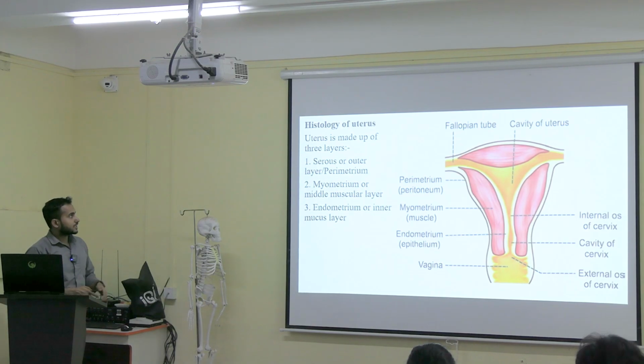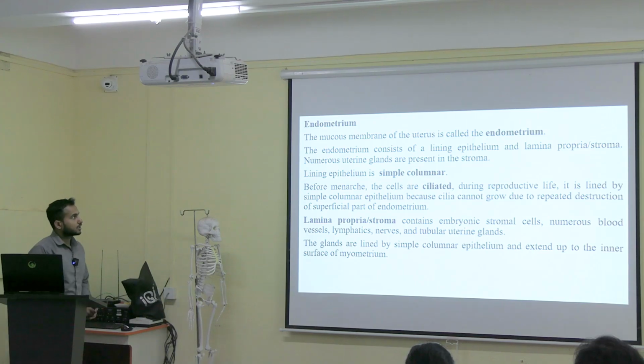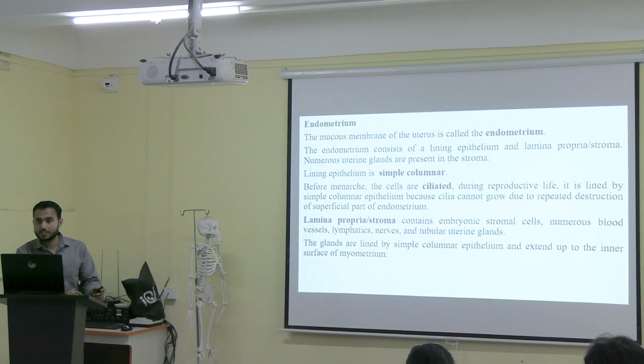So first of all, these three layers are there. First we will see the innermost layer, that is the endometrium. The mucous membrane is also called endometrium. Okay, the lining epithelium is there, and lamina propria. First we are getting the lining epithelium and lamina propria. What is the lining epithelium? Simple columnar epithelium. Now before menarche, if you see the lining epithelium, it has cilia.